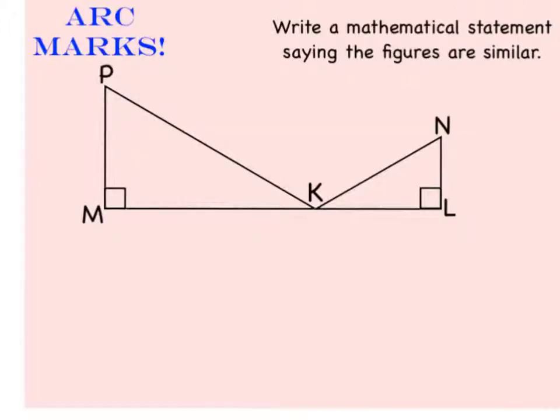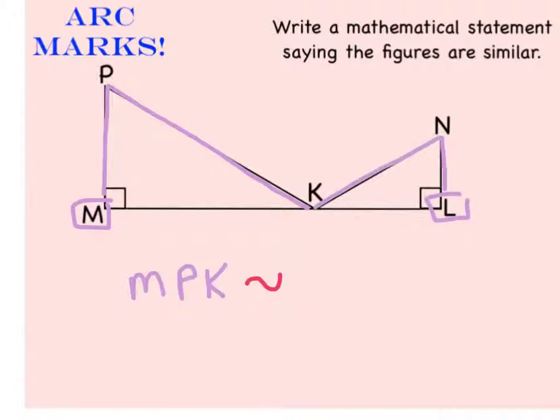All right, here we have two right triangles that are similar. We're going to go ahead and write a similarity statement about them. I'm going to start here at the right angle and go up and then down towards my center point. So I'm going to say MPK is similar to, and on my other figure I must start at the right angle and I'm going to go up and then to the center to make sure I'm in order. So MPK is similar to LNK.